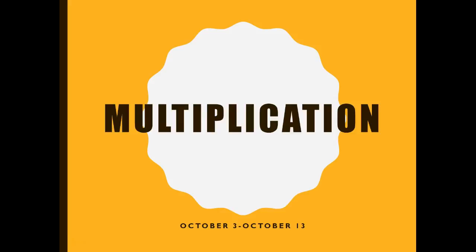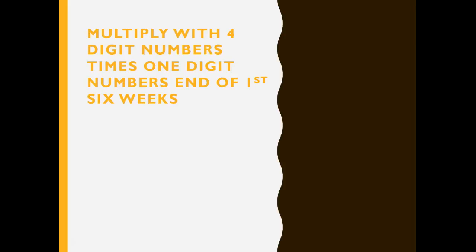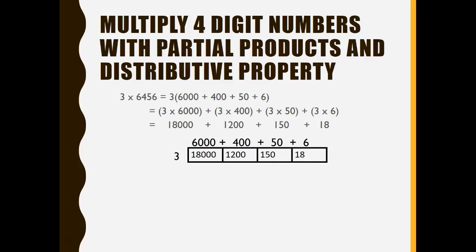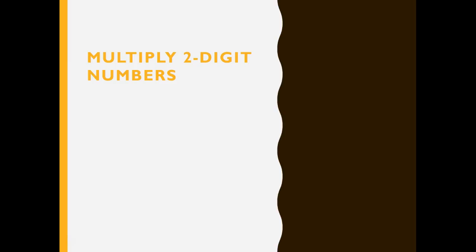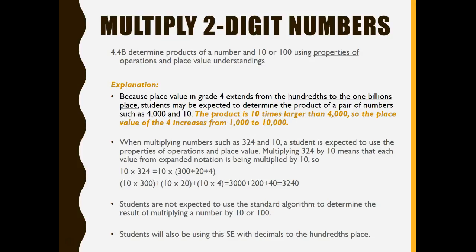So we're going to start with multiplication, which will be taught between October 3rd and 13th. As you finish with the first 6 weeks of multiplying 4-digit numbers by 1-digit numbers, remember to go over the different properties of operation, such as the distributive property when using partial products, as well as the commutative, identity, and zero properties of multiplication. Then you'll go into multiplying 2-digit numbers.